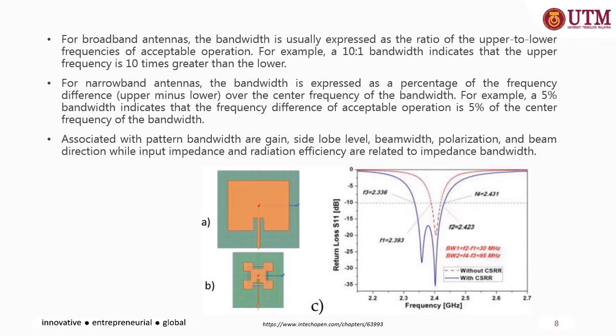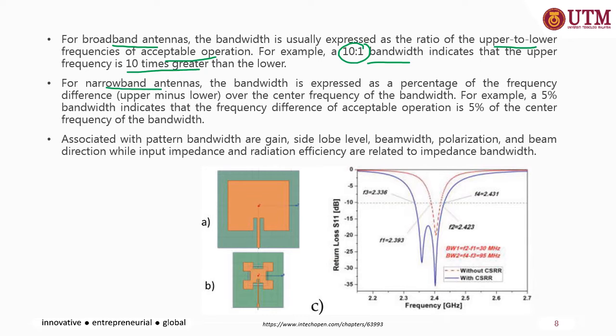Okay, for broadband antenna or wideband antenna, the bandwidth is usually expressed as the ratio of the upper to lower frequency of acceptable operation. For example, if the bandwidth stated is 10 to 1, this will indicate that the upper frequency is 10 times larger than the lower frequency. Okay, and please take note, this is for bandwidth. This is not the VSWR ratio.